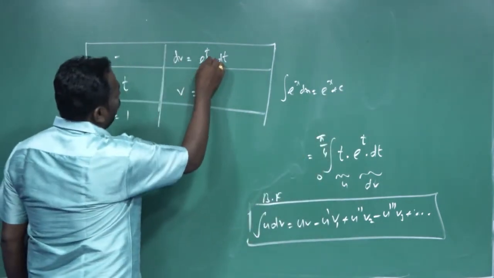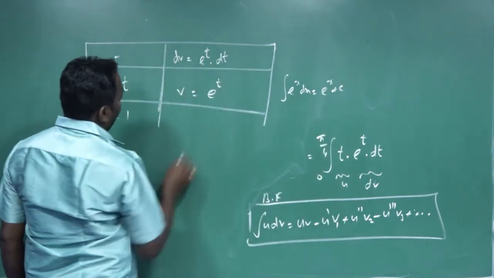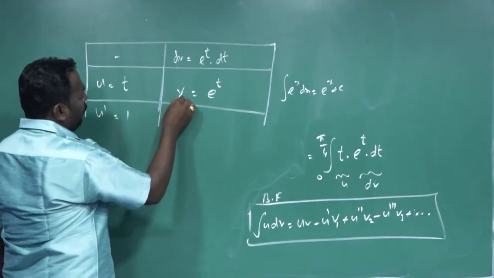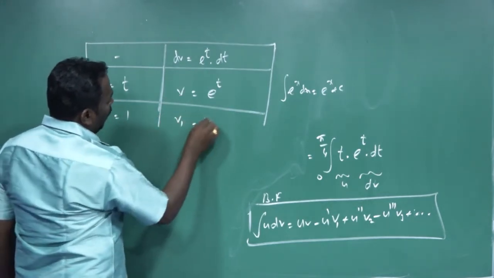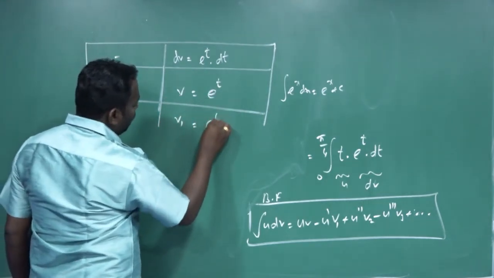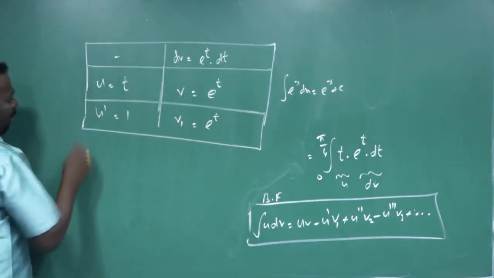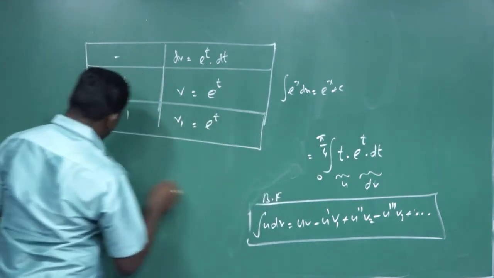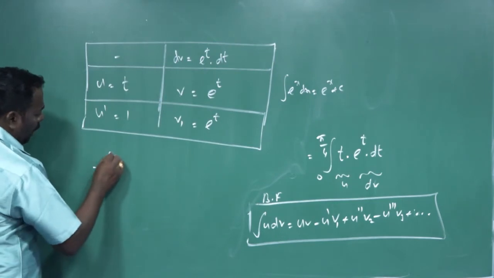Therefore, the integration of e power t dt is e power t. Again, the integration of it, v1, is defined by v. The integration of e power t becomes the same, e power t, and this is called the tabular column. Now, applying the formula, what is it?